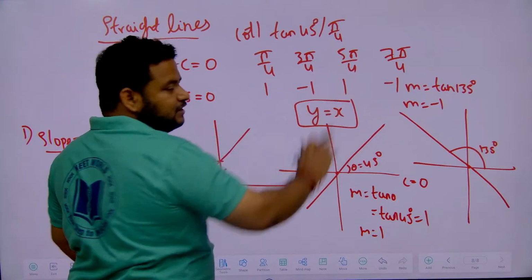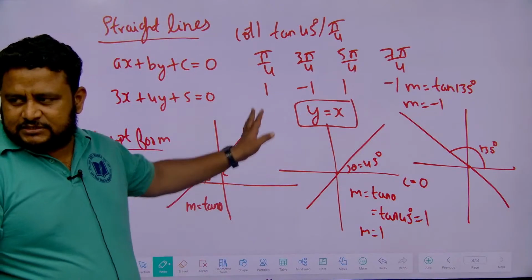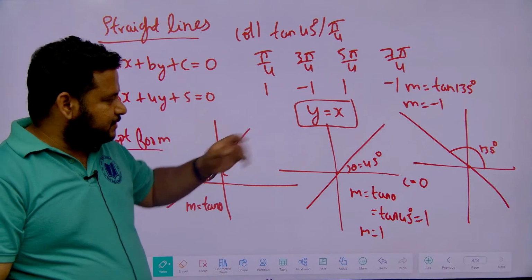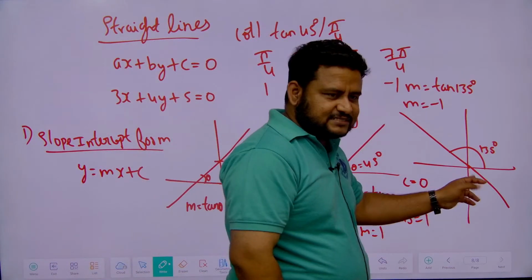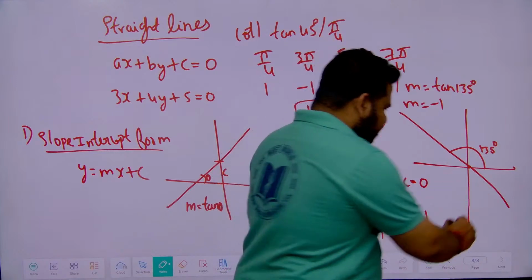For both, these will be the values. Clear? So you remember this. Now this will become what? 135, m will become minus 1. What about c here? C value is not there even now. C is 0 even now.